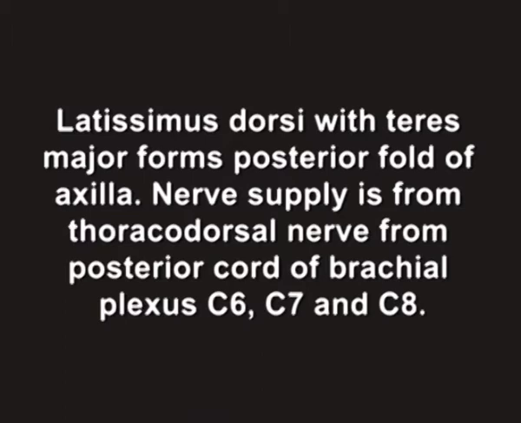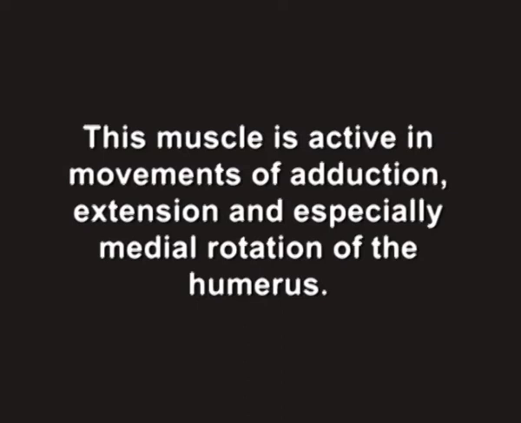Nerve supply is from thoracodorsal nerve from posterior cord of brachial plexus C6, C7 and C8. This muscle is active in movements of adduction, extension and especially medial rotation of the humerus. It takes part in all violent expiratory movements.